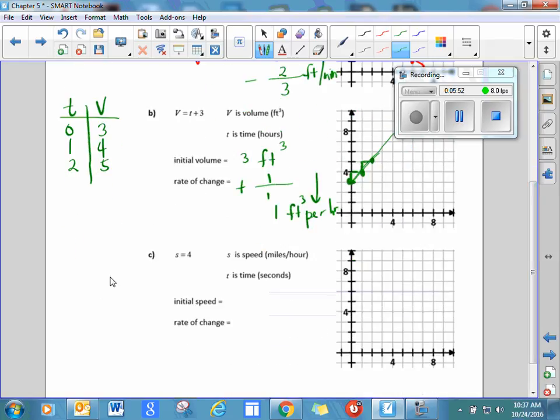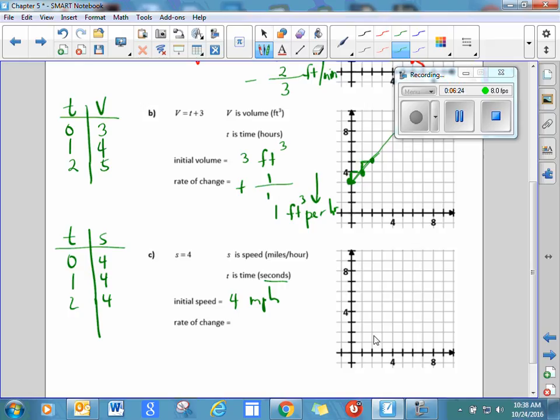Okay, here we go. Third example. Again, we're going to have time in seconds, and speed is the dependent variable. And when time is 0, the speed is 4. Looks like the speed is always 4. Nothing happens to the speed. So as the time increases, the speed stays the same. Our initial speed is 4, and the units is miles per hour.